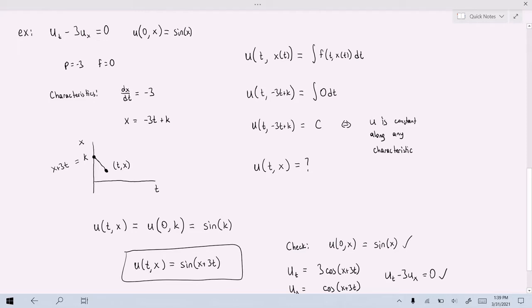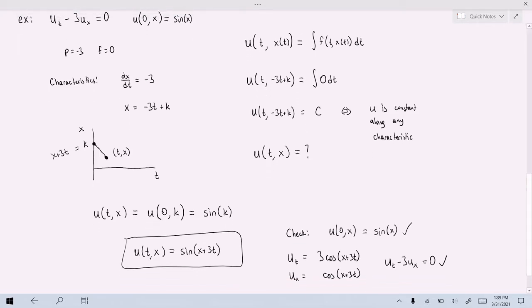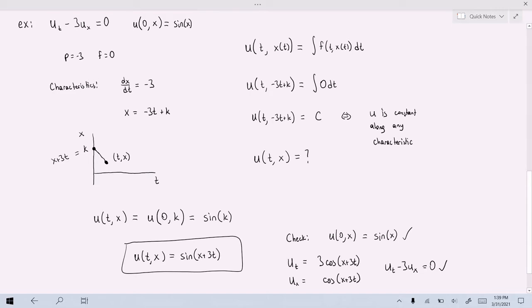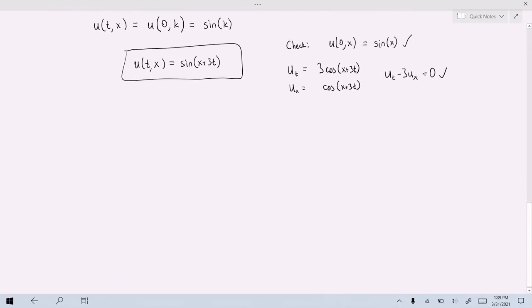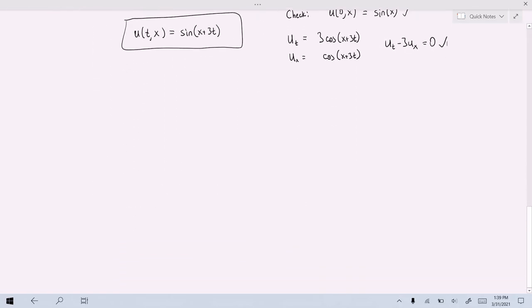Okay? So as a solution to the PDE that satisfies the initial condition, that means we have found the solution to our initial value problem. All right. So I'm going to do some more examples of solving PDEs, or initial value problems, using characteristics.